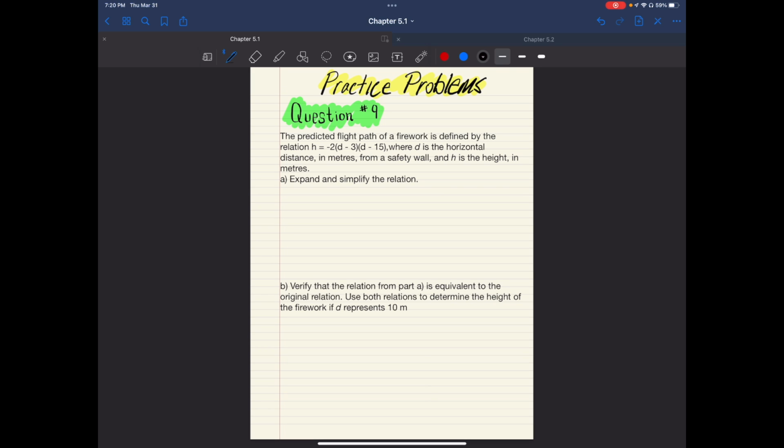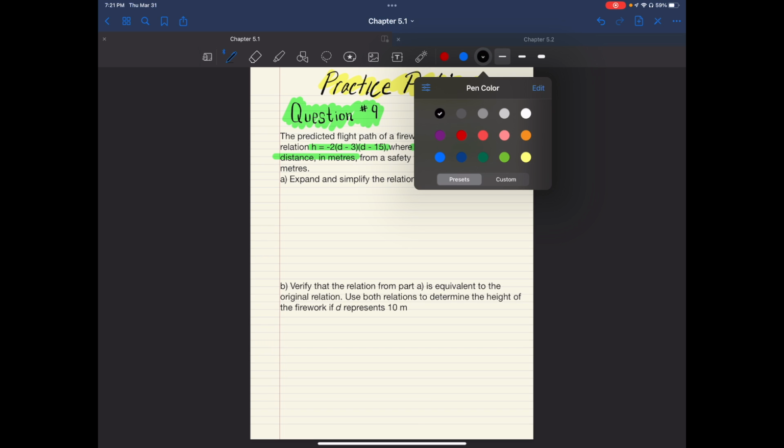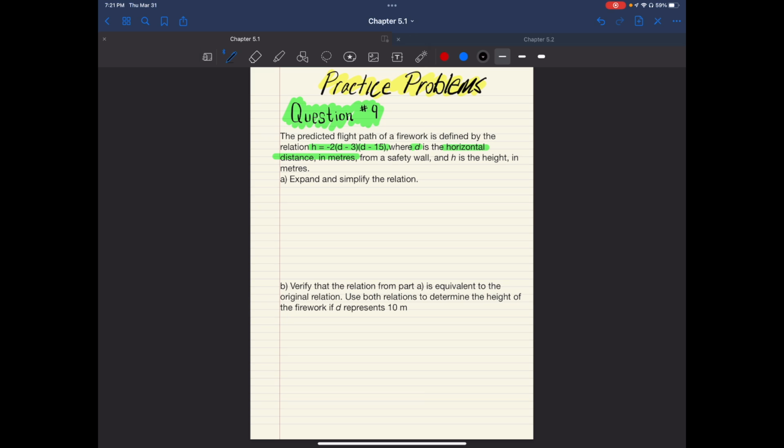Question 9. The predicted flight path of a firework is defined by the horizontal relation h equals 2 times d minus 3 times d minus 15, where d is the horizontal distance in meters from a safety wall and h is the height in meters. Okay, so expand and simplify. So same thing, -2 out front. We get d squared minus 15d minus 3d plus 45.